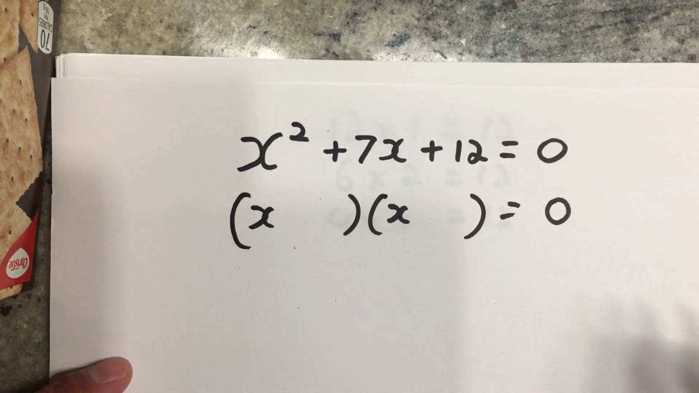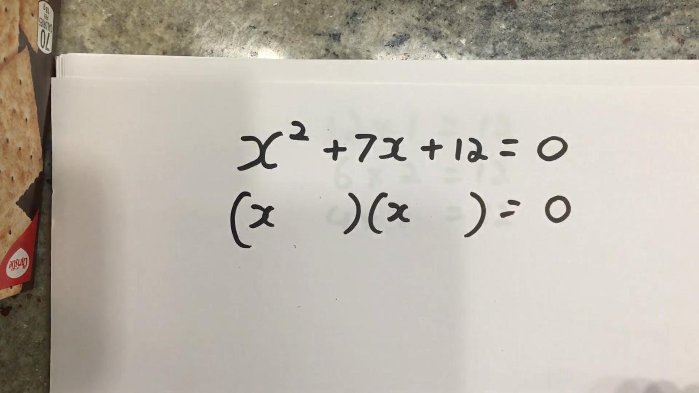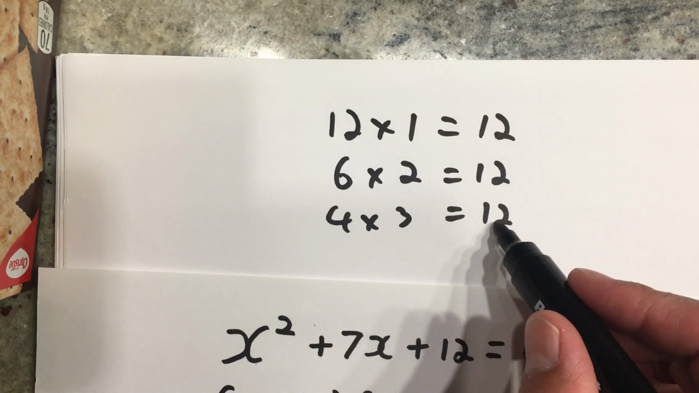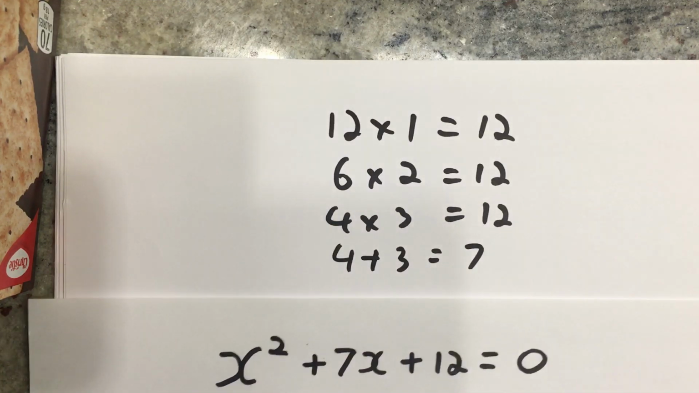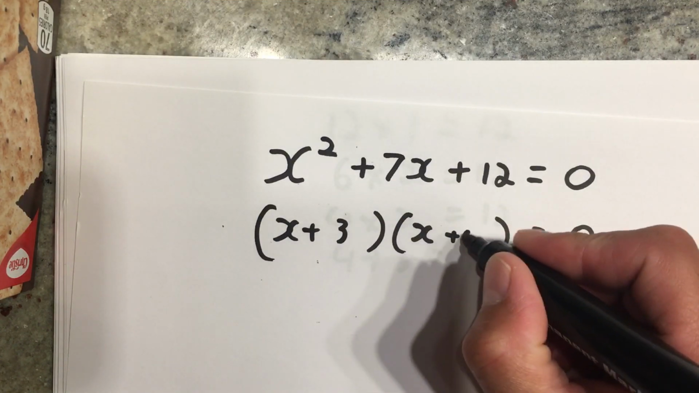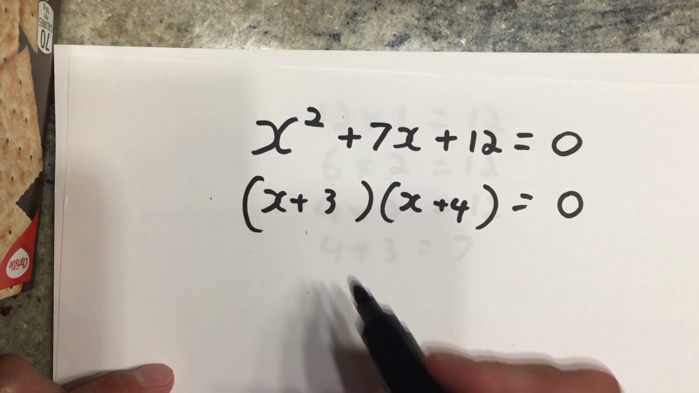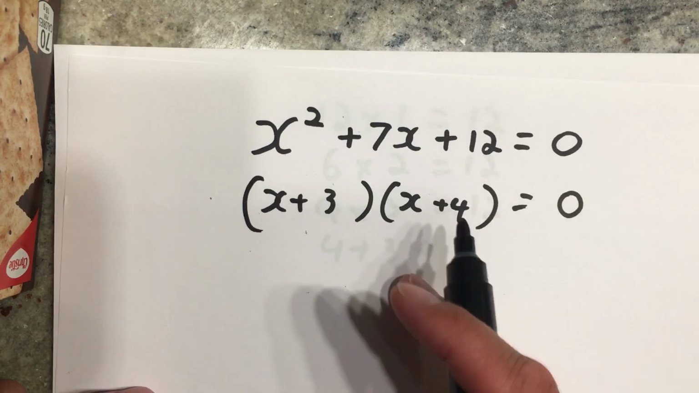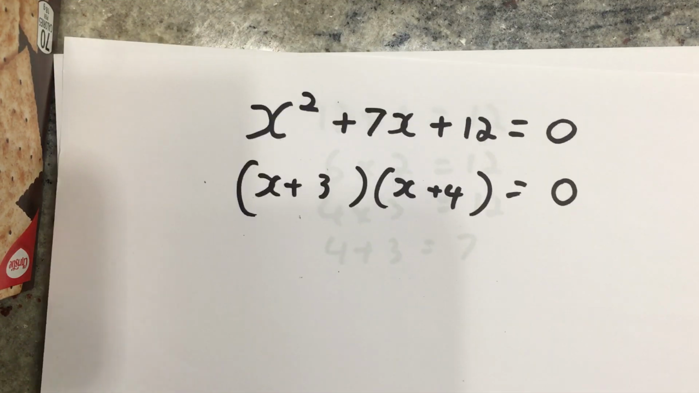I want two numbers that multiply to give me 12 and add to give me 7. So from my list, it's 4 and 3. 4 times 3 is 12. 4 plus 3 is 7. So those two numbers go here and here. I'm almost done. I now have two things that are being multiplied together, and when I multiply them together, I get 0. That tells me that one of them must be 0.